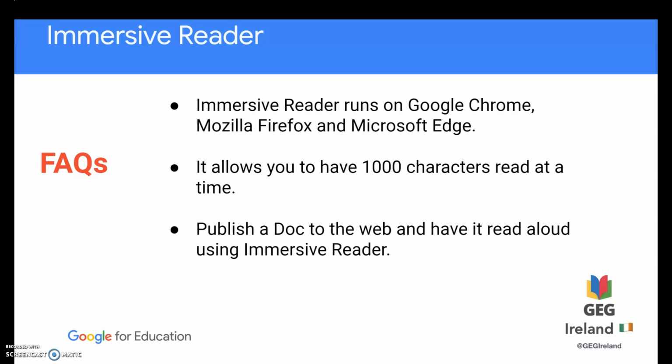So to activate your Immersive Reader on your Google Doc, you simply publish your Google Doc to the web first, and then you can have the text read aloud using the Immersive Reader extension.